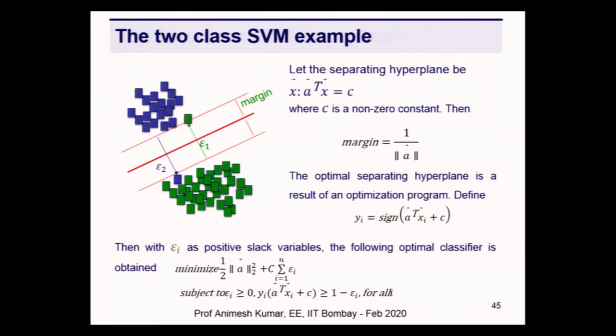So if I look at yi times the separating hyperplane's value itself, then I insist that this is greater than 1 minus epsilon i. So that's one part. But what do I do? So this is the constraint that we are working with.